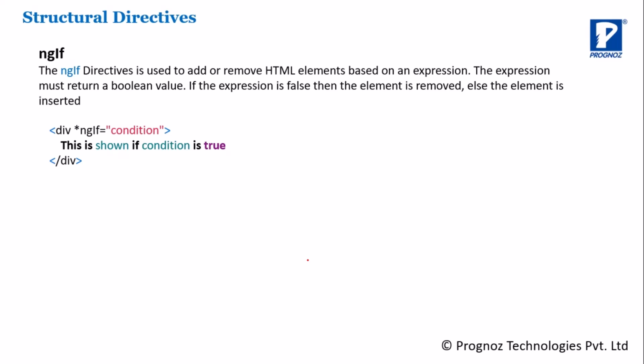The ngIf directive is used to add or remove an HTML element based on a condition, and the condition must be written as a boolean value. If the expression is false, then it is going to remove it, meaning it is not going to display anything, else it is going to add the element, or it will add some content if the condition is true. So how do we use ngIf?